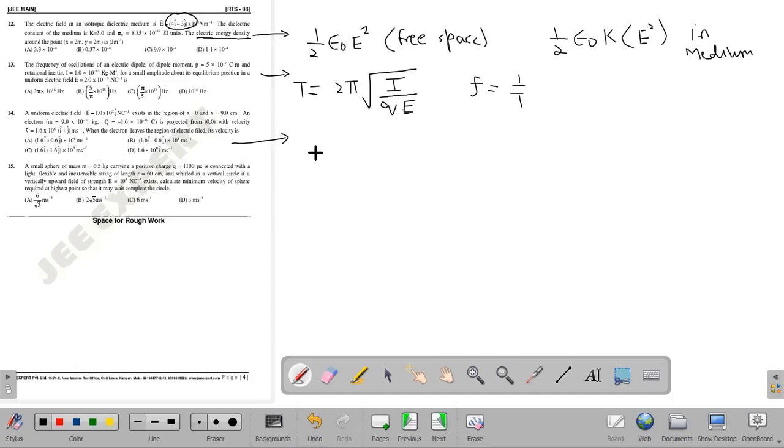14th question, there is an electric field in this region between this point, and an electron having this much charge is projected with this velocity, and when the electron leaves the region of electric field, its velocity is... okay.